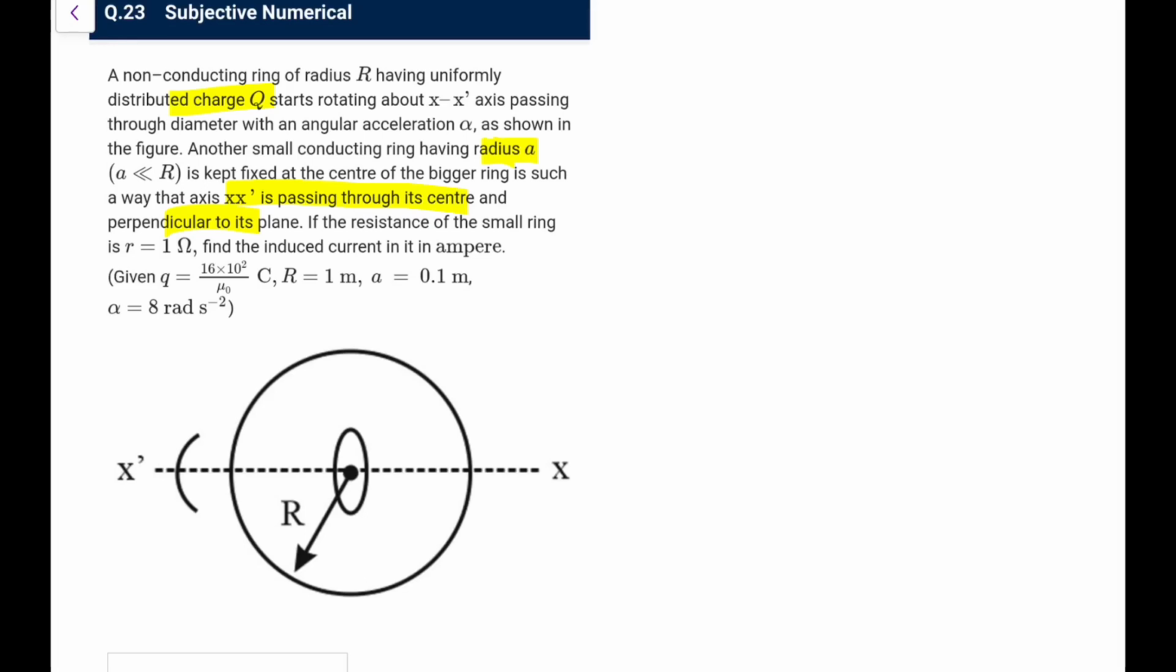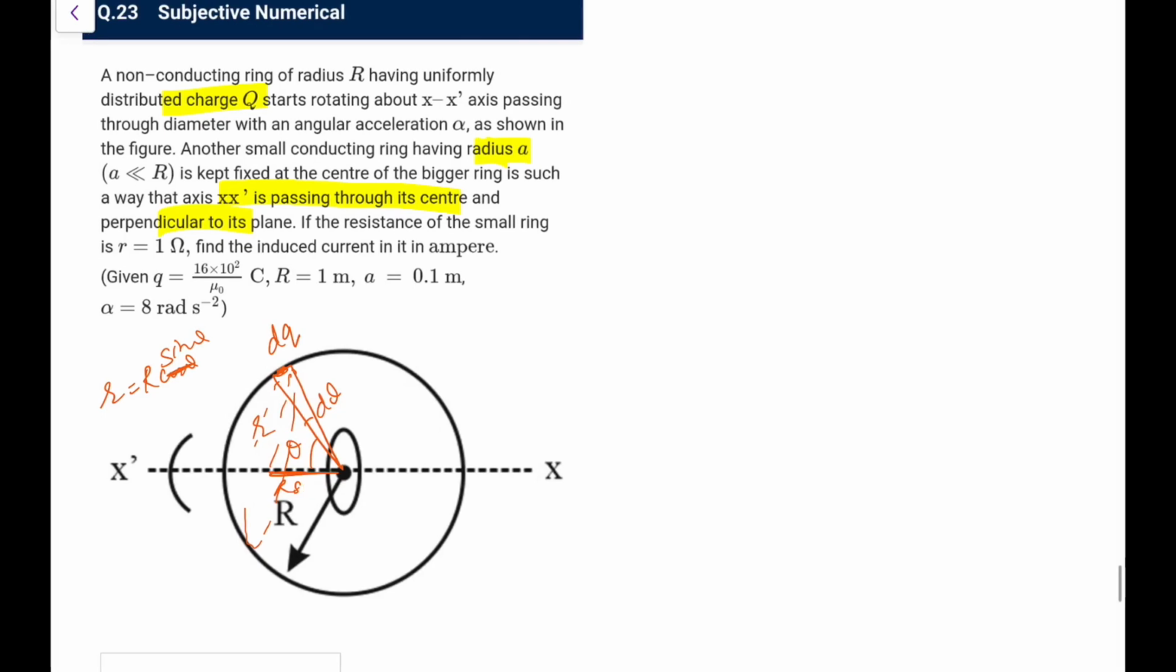It's not going to be that easy. What we have to do is go by an angle theta and take a small strip d theta. For this the charge is dq, rotating in this circle. The radius of this circle, small r, would be r cos theta, and this distance would be r sin theta. Radius would be r sin theta, and this distance is going to be r cos theta.